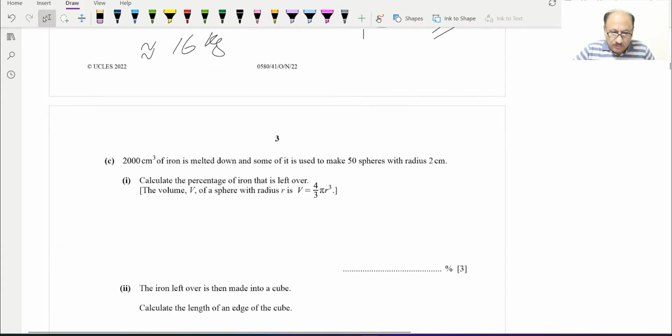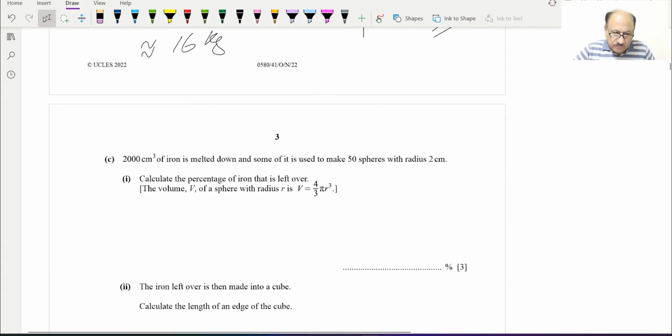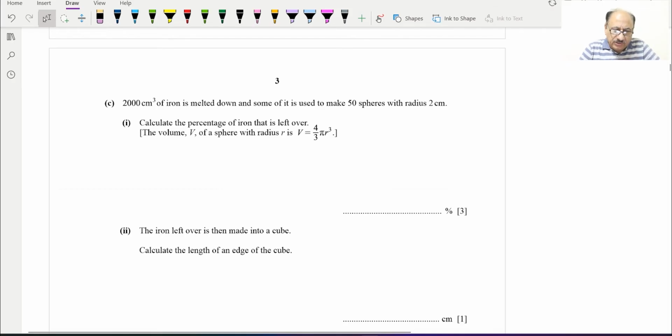Hopefully you understood this. Then comes part C, which says 2000 centimeters cubed of iron is melted down and some of it is used to make 50 spheres with radius 2 centimeters. Calculate the percentage of iron that is left over. So the leftover volume is needed, and then the percentage.